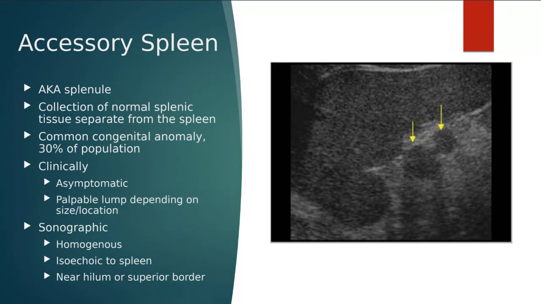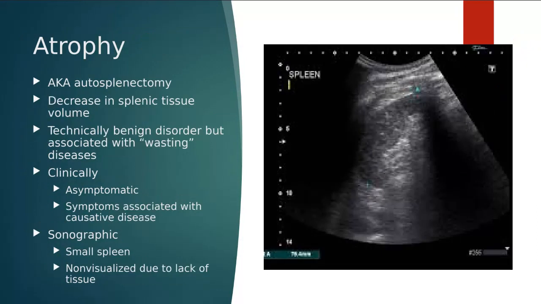But sometimes if you're evaluating the tip of the spleen here, you'll see one right up at that superior border, and that's going to be more likely that the patient can feel it when it's located a little bit closer to their ribs. And because those are actual splenic tissue, they are going to represent the same level of echogenicity. So the splenules are going to be isoechoic to the spleen itself.